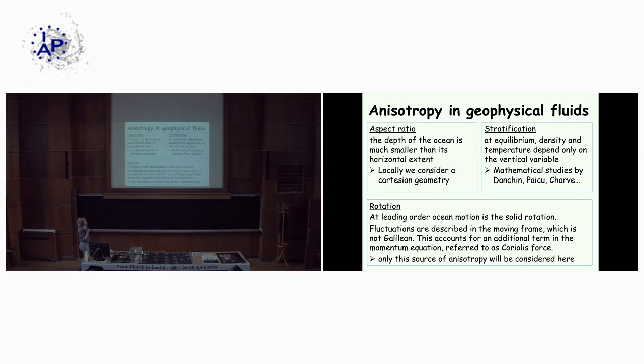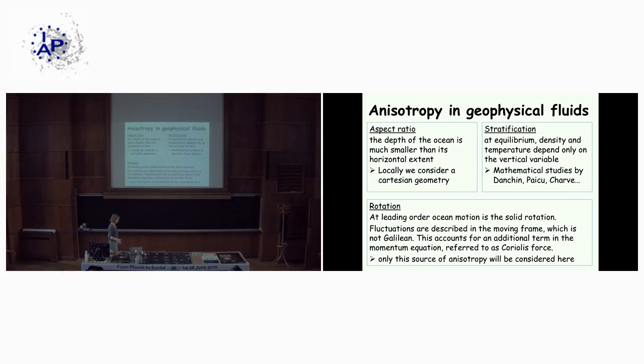And actually, there are many sources of anisotropy. So if you think about the ocean on the Earth, the first reason why you have a strong anisotropy is just the aspect ratio. So if you look at the depth compared to the horizontal extent, this should be exactly the same as for just a sheet of paper. So the same kind of aspect ratio. So you see that really this is almost 2D.